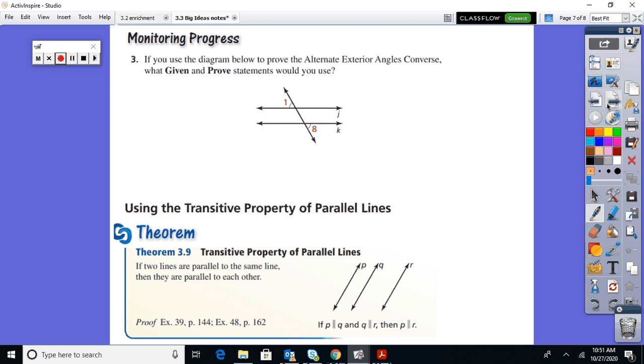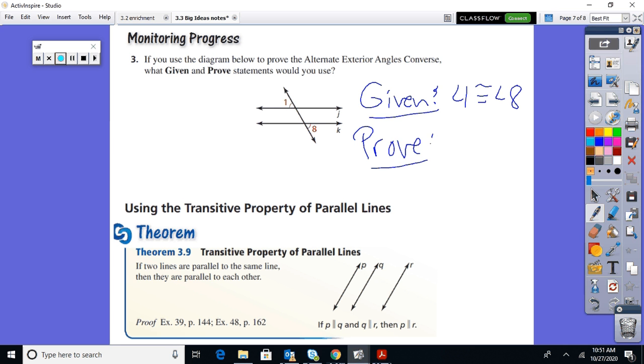All right, so here we go. The given, in this case, are the two angles that are marked congruent. So angle 1 is congruent to angle 8. And we would be trying to prove that J is parallel to K. Since we're proving the converse, you know that the prove statement is going to be lines being parallel.